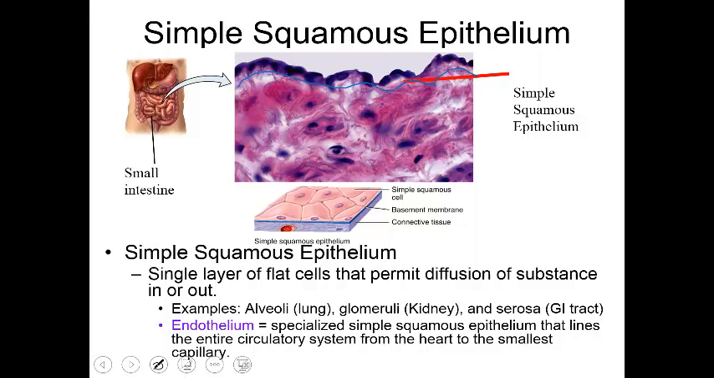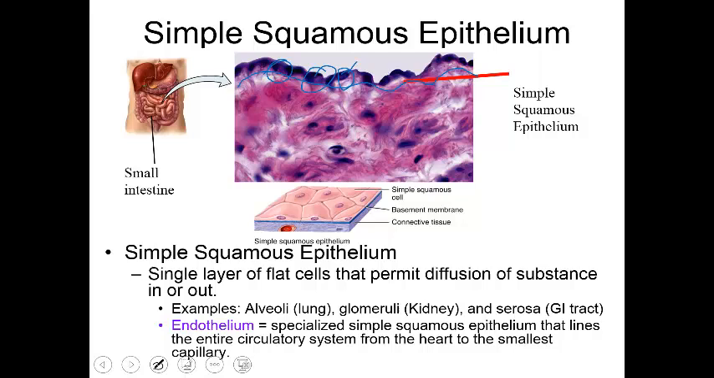Now what you're seeing here is the free surface, and this is the nucleus of a simple squamous cell. Here is another simple squamous cell. Here's another simple squamous cell. So that is the layer of flat cells, and there you have your simple squamous epithelium.